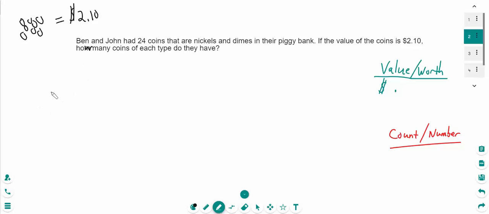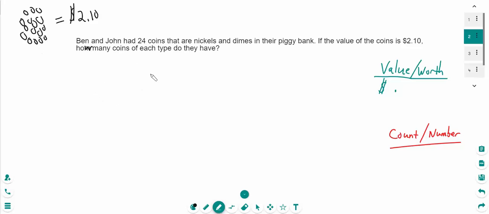However, we know there's 24 of them. So I could keep drawing coins until I reach 24. But imagine these are 24 coins. What we don't know is how many of them are dimes and how many of them are nickels. That's the part we don't know. We know how much they're worth, we know how many there are, but we don't know how many of each there are. And that is the crux of this problem. That is what we're trying to solve.